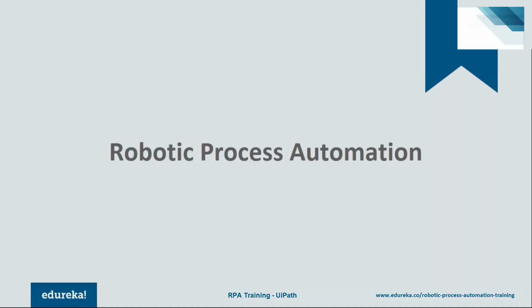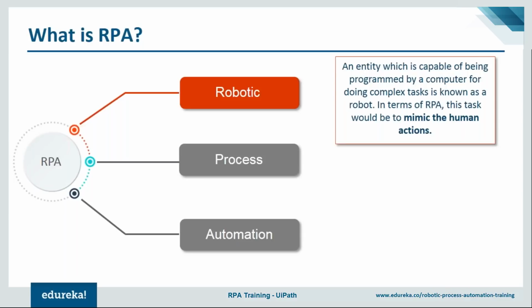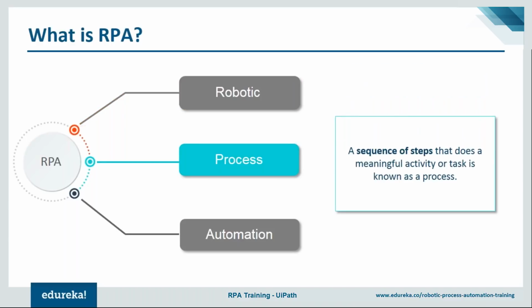Moving forward, now you might be wondering, we have been saying that RPA is this and RPA is that, but what exactly is RPA? What is the exact definition for RPA? RPA is basically an acronym for Robotic Process Automation. What is robotic? Any entity which is able to mimic human actions is known as robotic. Then comes process. So what is a process? A sequence of steps which could result in a meaningful activity.